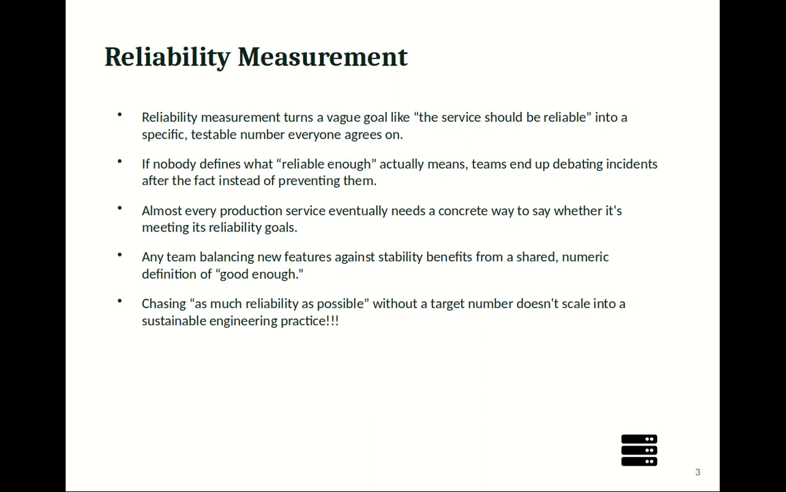Almost every production service eventually needs a concrete way to say whether it's meeting its reliability goals. Any team balancing new features against stability benefits from a shared numeric definition of "good enough." Chasing as much reliability as possible without a target number doesn't scale into a sustainable engineering practice.